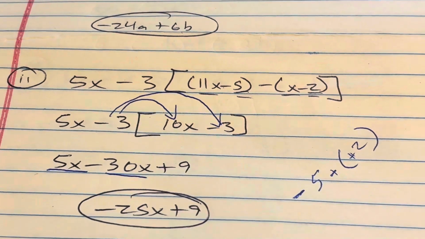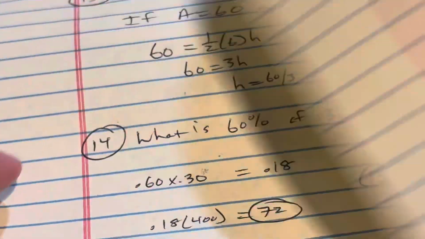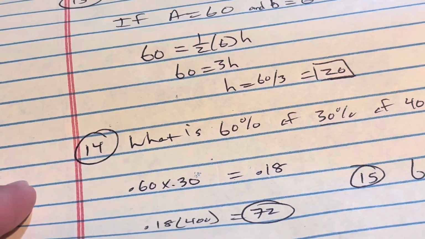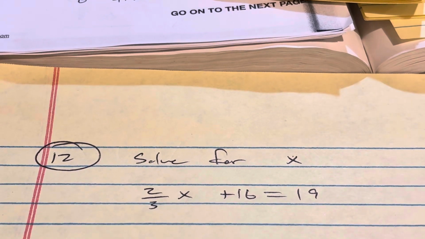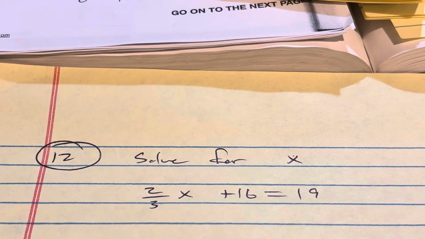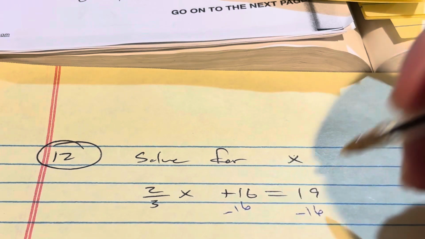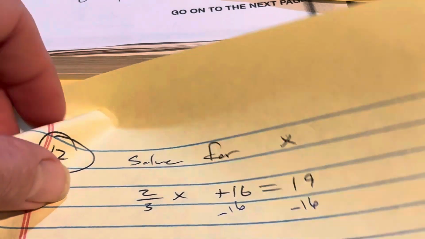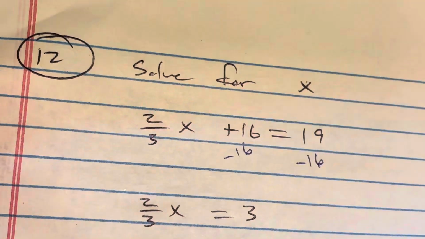All right. And we're getting towards the end here. Solve for x. So first thing we would do is subtract 16. That's the opposite of adding 16. Now I'm going to have 2/3 x is equal to 3. And if 2/3 x is equal to 3, what can I do? I can multiply both sides by 3.